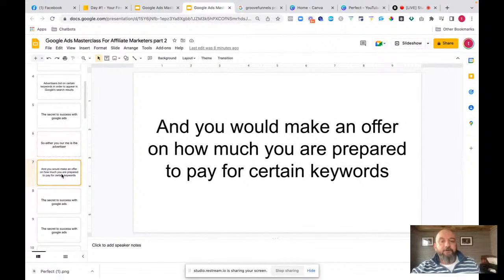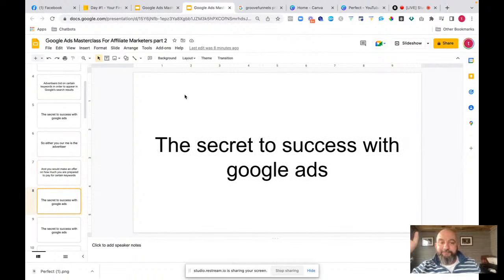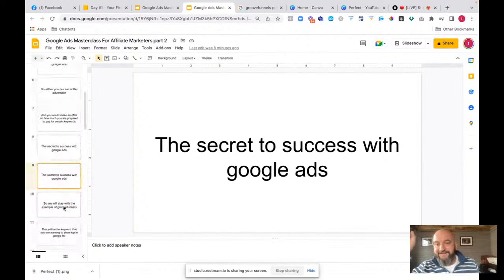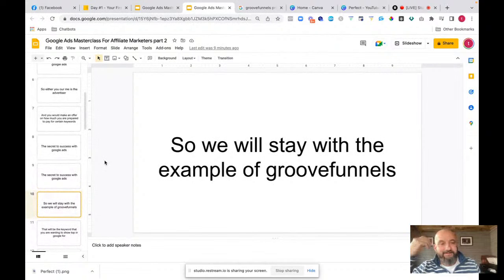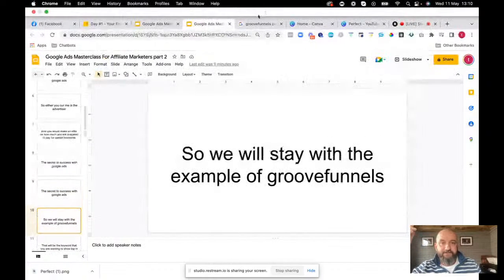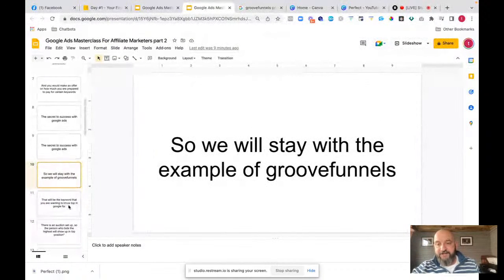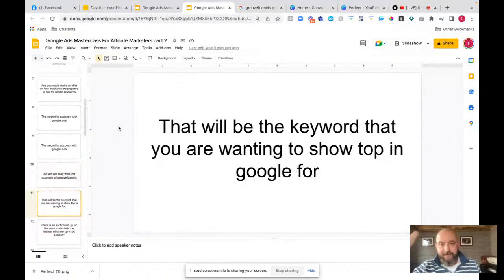And you make an offer on how much you're prepared to pay for certain keywords, right? So you actually tell Google how much you want to pay. Now, it isn't as simple as you just pay, right? So we're going to take the example of GrooveFunnels still, because we found some people searching for it. We could do ManyChat, we could do Chatfield, we could do absolutely anybody, right? This is the way we're going to get them all.